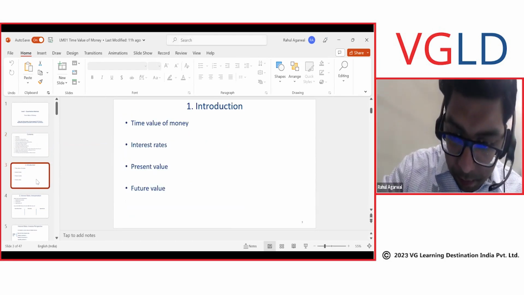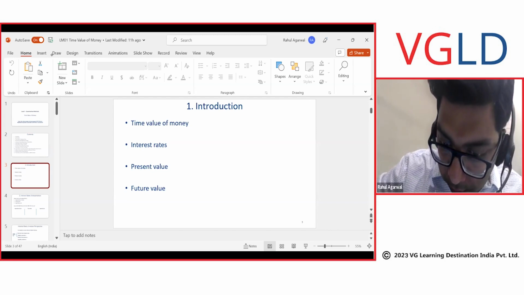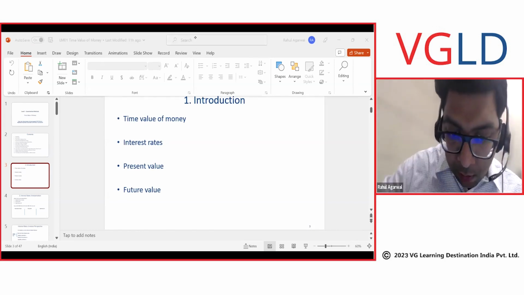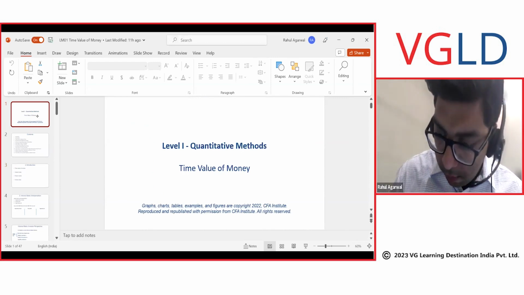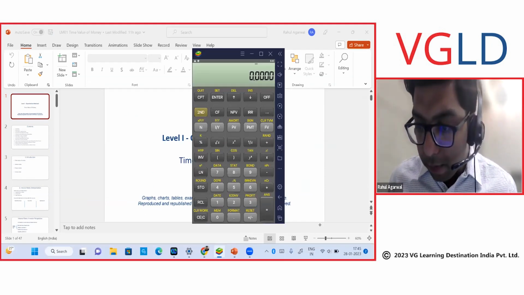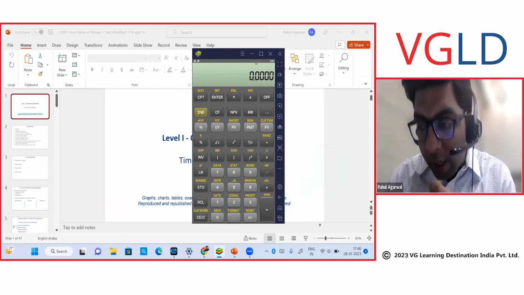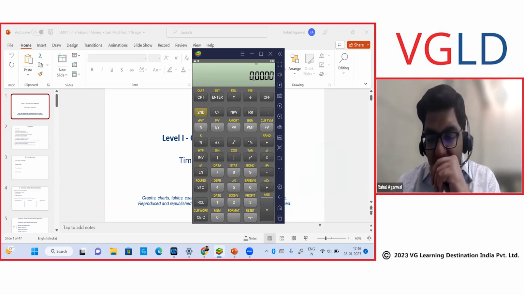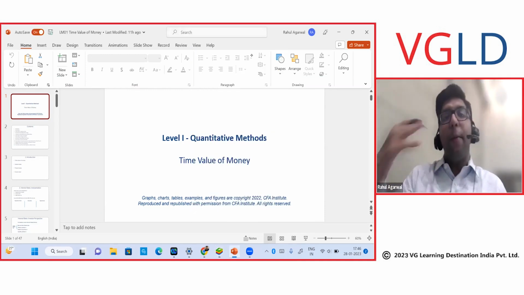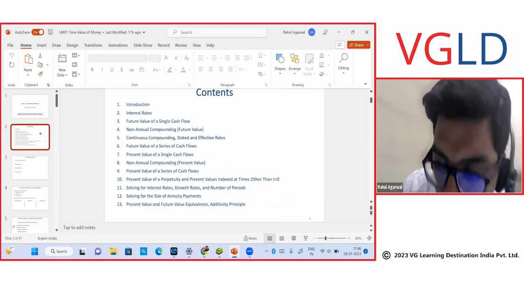So, time value of money. I hope the screen is visible to all of you. I've shared the screen. Can you all see my screen? Yes, sir. So if you see this, this is the CFA calculator, everyone. And this is the calculator which you need to use in the exam. So be very thorough with this. I will teach you this calculator as we move ahead. It will be a step-by-step process. Don't get worried by looking at the calculator. It's very easy.